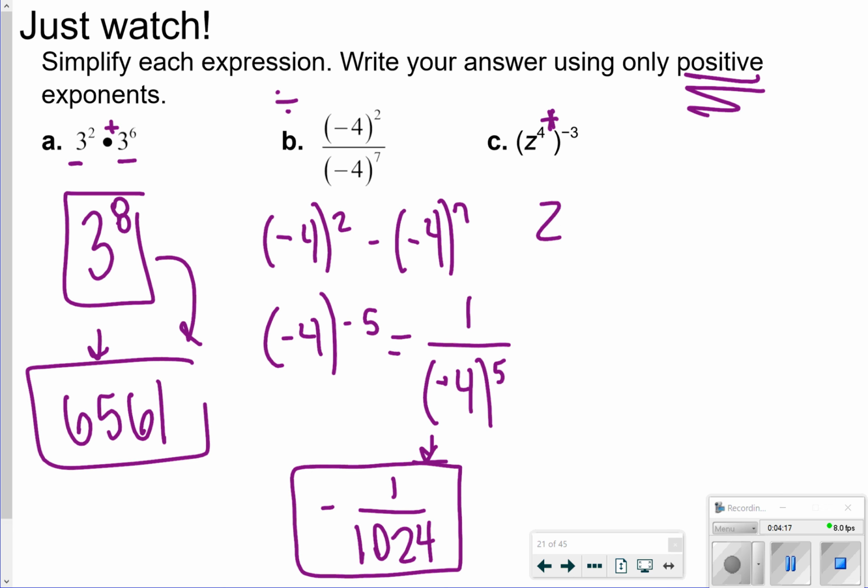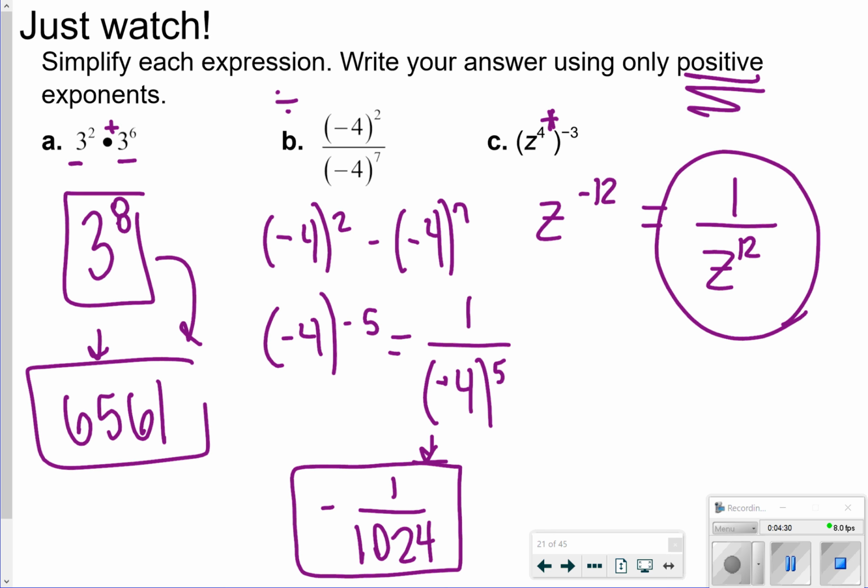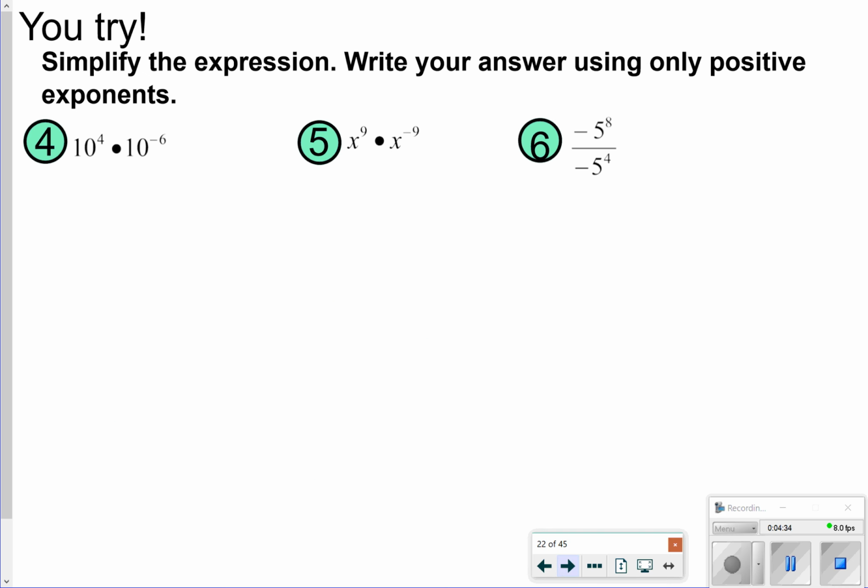So that's essentially going to give us z to the negative 12th power, because 4 times negative 3 is negative 12. And then again, I want it to be positive, so I'm going to just write it as the reciprocal. That means z to the 12th power would go on the bottom, and a 1 would just stay up at the top.